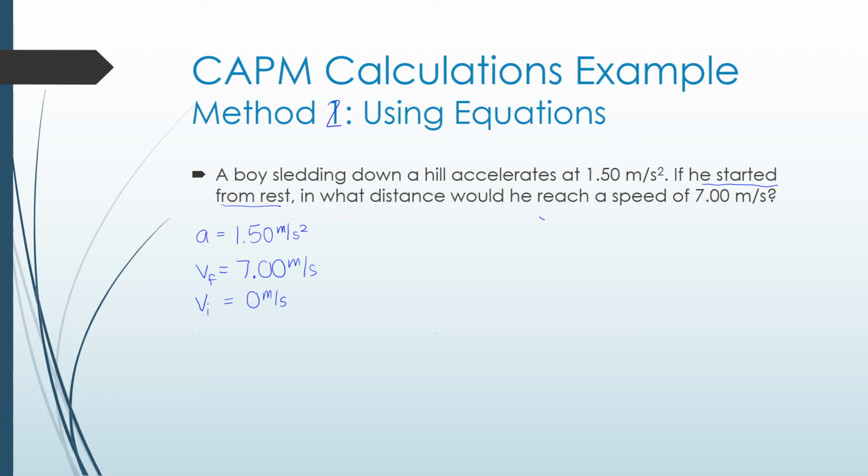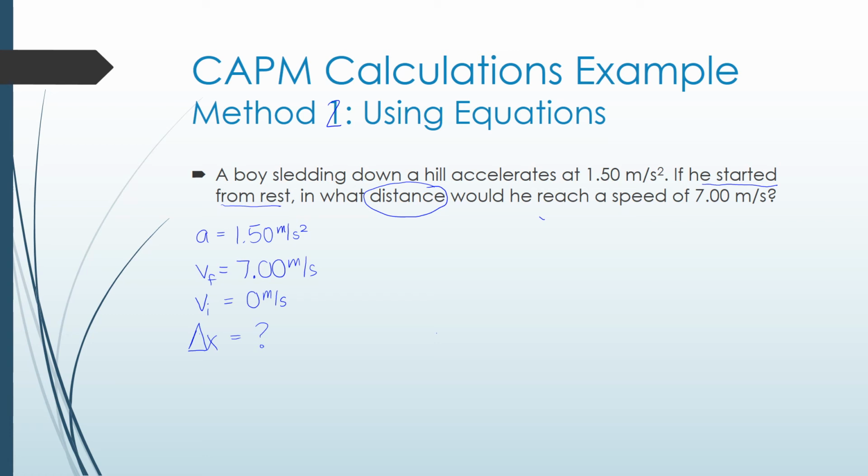So for my unknown, we look at what the problem's asking us for. And in this case, it says, in what distance would he reach a speed of 7 meters per second? So distance is my unknown here. And in this case, rather than writing down d equals question mark, I'm going to write down delta X equals question mark. Because I care more about the displacement, because he's moving in a straight line, the distance and the displacement are the same thing.